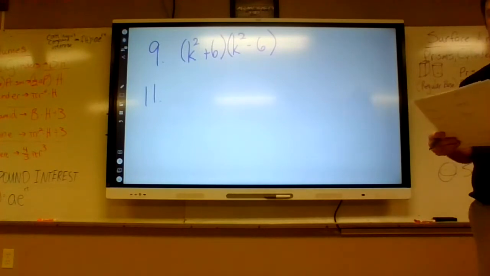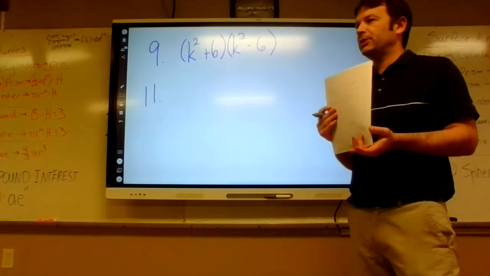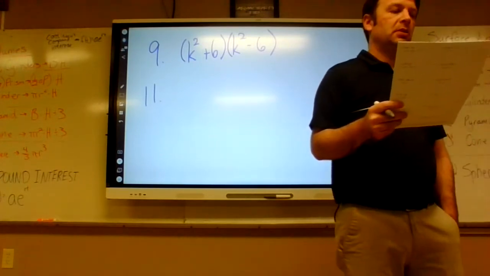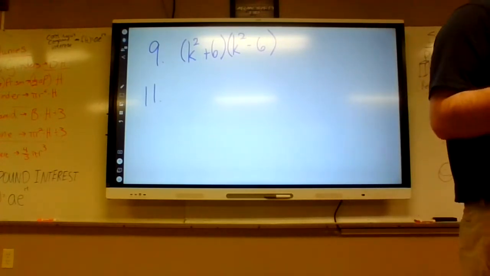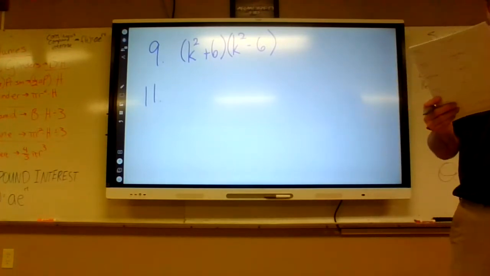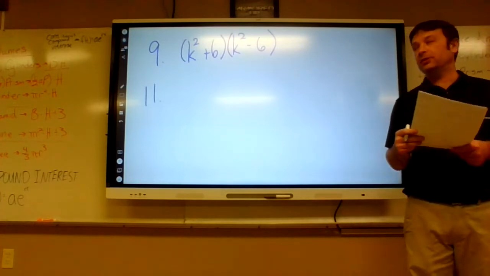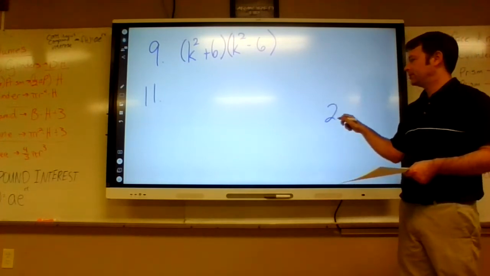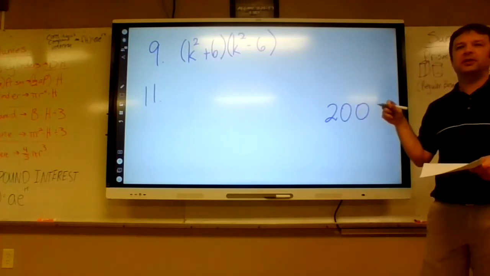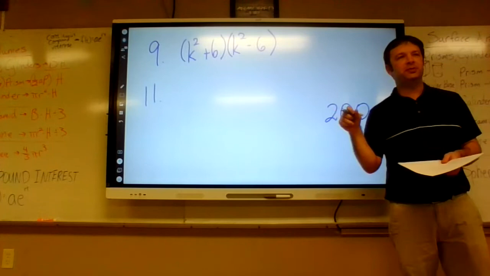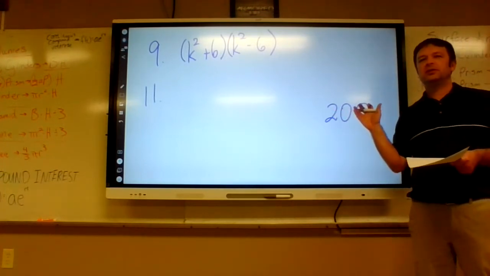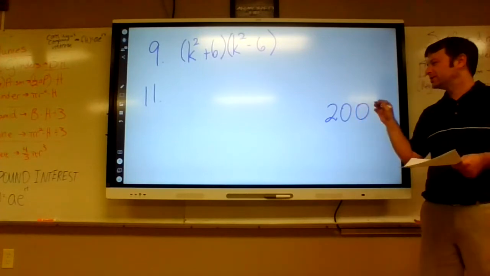Okay, on number 11, is that a square minus a square? Well, actually, no. So what can we do with that? Do you know how you could check whether, for example, 200 is a square number? What's an easy way to check that? What's the opposite of squaring? Kind of, but what do we call it?